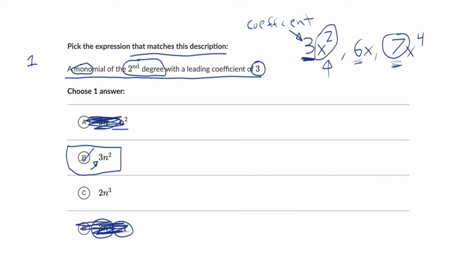B. That is the correct answer. Can you believe it? How cool is that? This one has a third degree, right? It's a monomial with a third degree and a leading coefficient of 2. So it's just flipped, just to kind of confuse you a little bit, but that's okay. We're smarter than that. Okay, let's go to problem number 4, shall we?